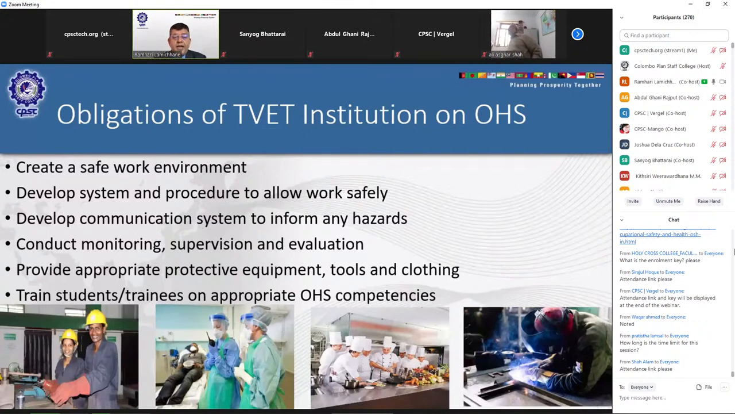Train students, trainees on appropriate OHS competencies. Another important obligation of the TVET institution is that we have to train our students or trainees with appropriate OHS competencies. If we do that, many employers or industries will be satisfied with the graduates' performance, and they will consider us a good institute, and the institutional image can be sustained, maintaining the OHS system also, because our students are like ambassadors. What they learn, they will transport that competency to the workplace or the employer. Then the employer will evaluate our institute based on that. So these are the obligations of TVET institutions on OHS.